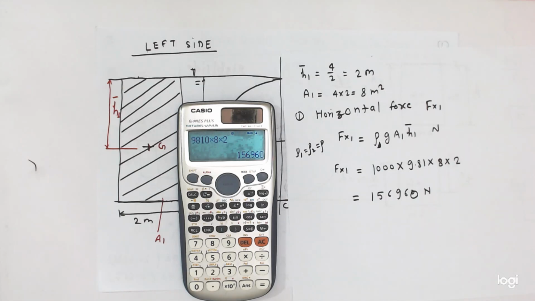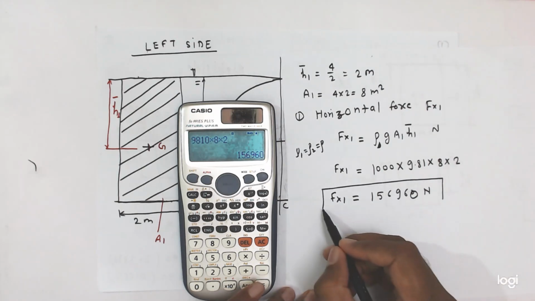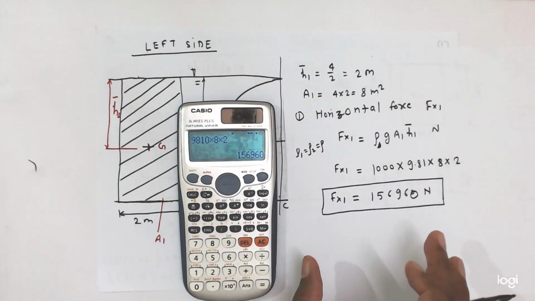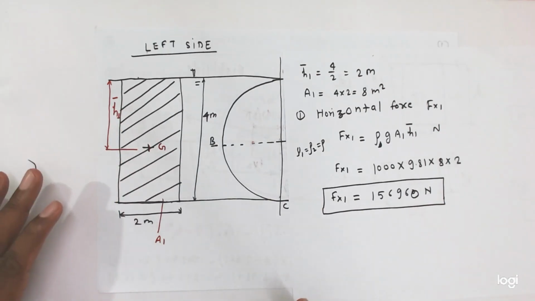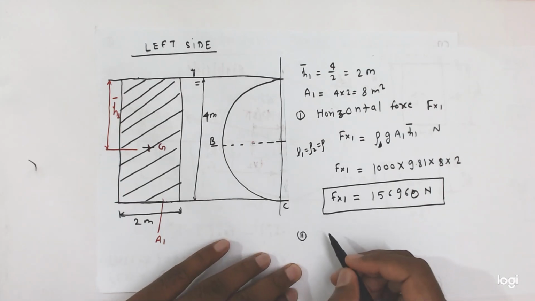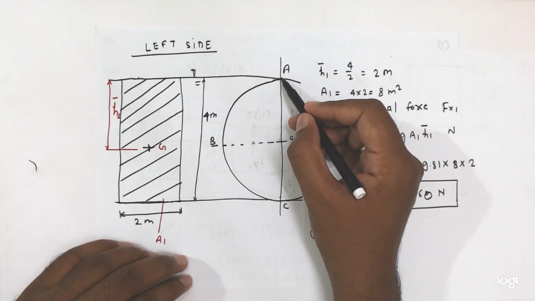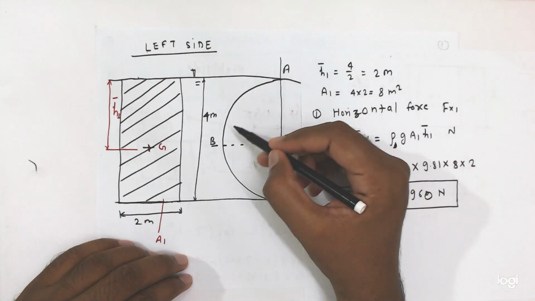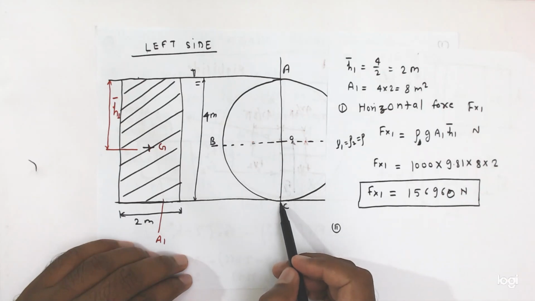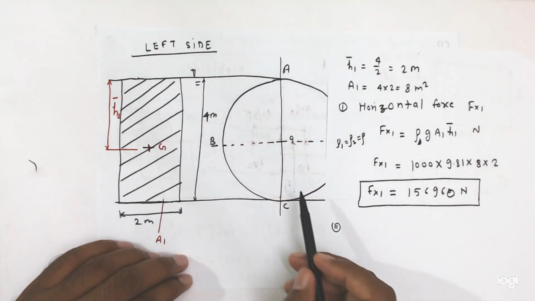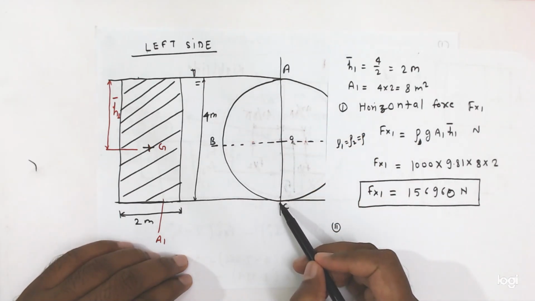6960 Newton. Now this is the value of Fx1. This is the horizontal component of force which is working in the left side. Now we have to calculate the vertical component of force which is working in the left side, or we can say vertical component of force which is working in this volume A, B, C, O, A, because only half part level is this much. So only this part is considered for vertical component of force.